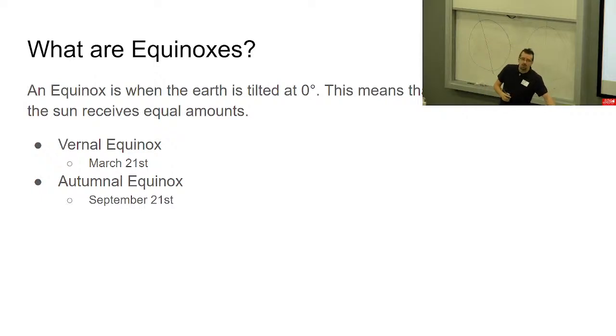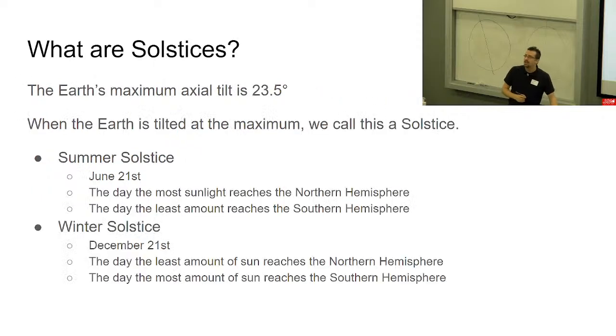But then what will happen is in the summer, for us, the days get much longer. And this happens because we tilt towards the sun, right? We tilt towards the sun. So it means that the northern hemisphere receives more sunlight, right?